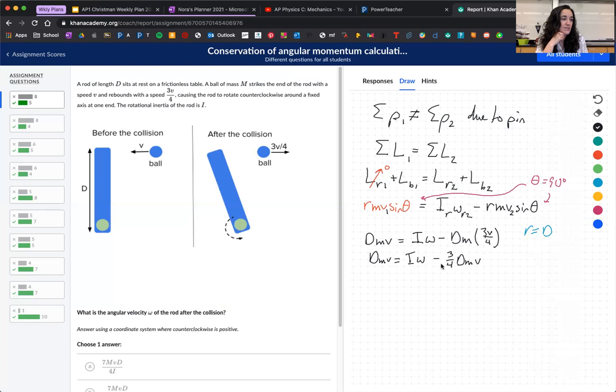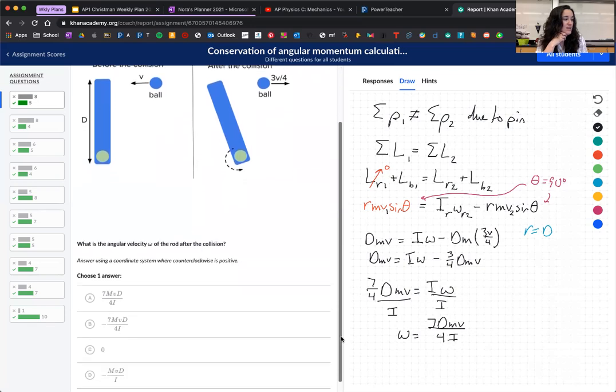So I'm going to add this to both sides. Well, 1 plus 3/4 is 7/4. All right, and the last thing we got to do is get omega by itself. So we're going to divide both sides by I. So that means omega equals 7 D m v over 4I.